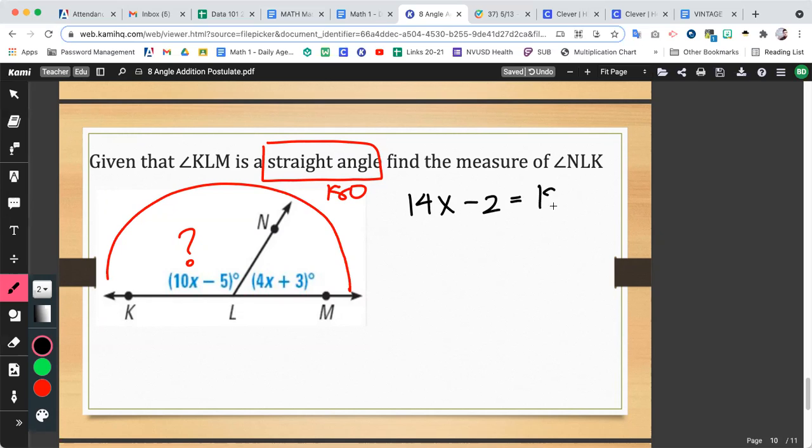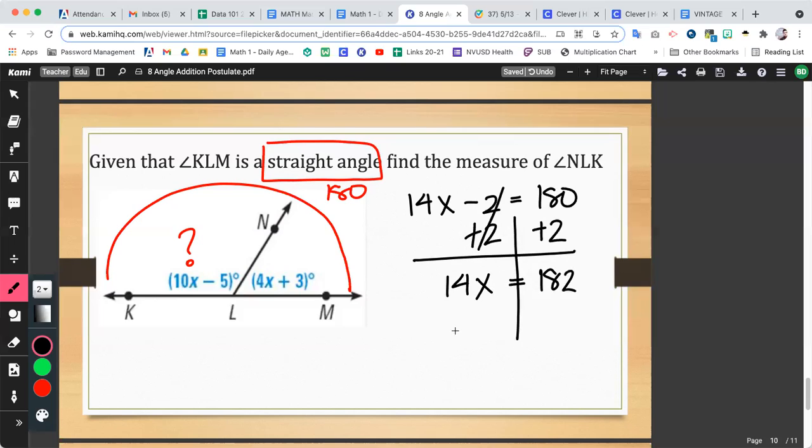That's okay. I've just combined these together, so they equal 180. Very good. Okay. And now that we have our equation, pretty simple. I have to work backwards. So how do I get rid of -2? What's the opposite of that? So I'm going to add 2 to both sides. So 14x comes down. 180 plus 2 is 182.